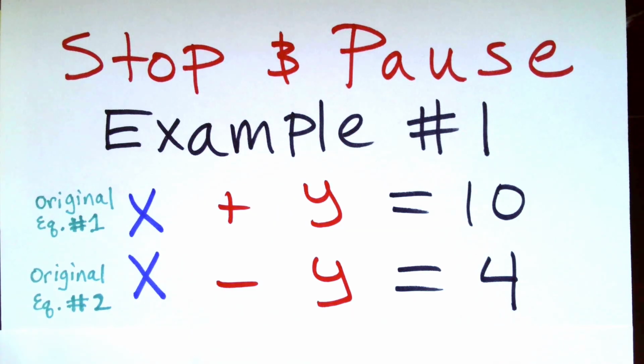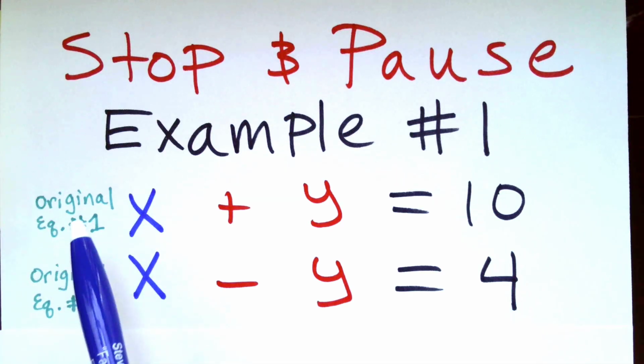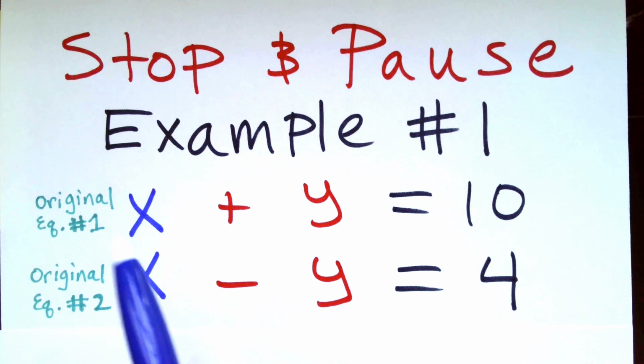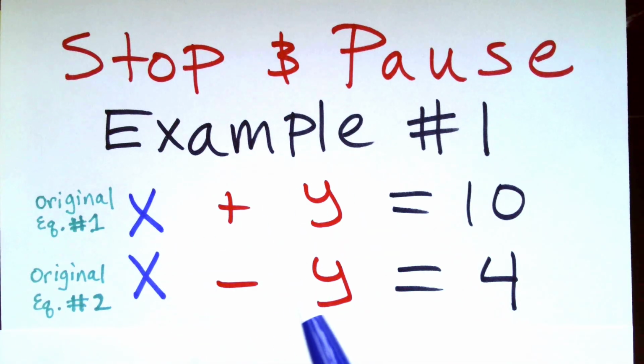So I'm labeling original equation number 1. For example number 1, x plus y equals 10. Original equation number 2, for example number 1, is x minus 1y equals 4. Which one are you going to eliminate?